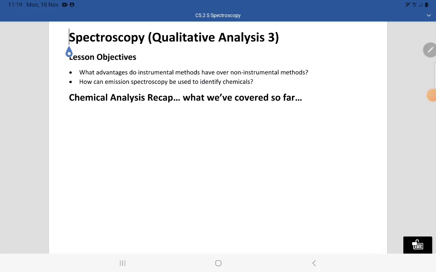Hello Year 10. So this is our final lesson in C5.2 chemical analysis. And today we're going to be looking at something called emission spectroscopy. But let's start with a quick recap of what we've covered so far.